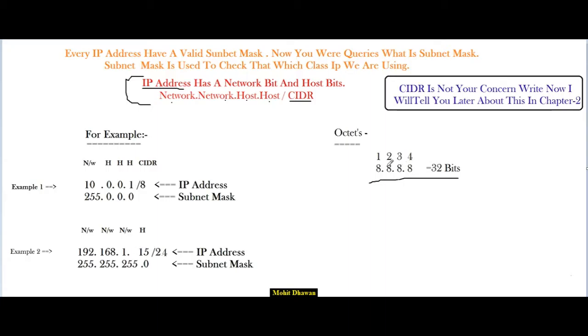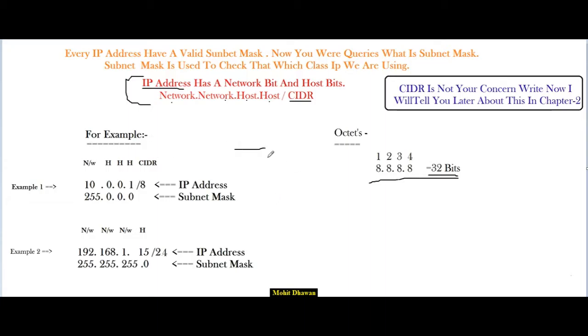These octets are of 8 bits. Collectively they make 32 bits. It's 8-bit, 8-bit, 8-bit, 8-bit: 8, 16, 24, 32. So that's why we say that an IP address is nothing but a 32-bit long decimal number.